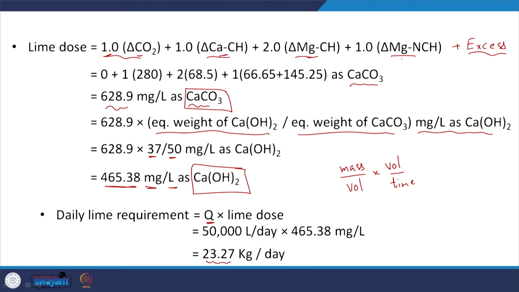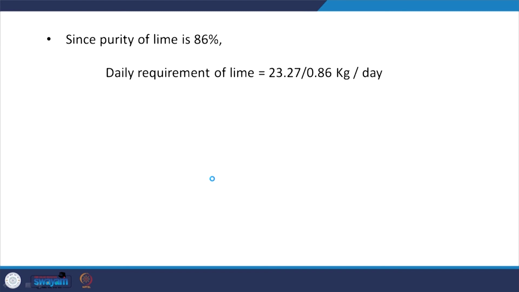But one thing to note, our source of lime is not pure, I have to account for that. So it is 86% pure, so if I divide this by 0.86, this is the value that I will need. So I need 27 kgs per day of lime and not the 23 that I calculated earlier. Why? It's only 86% pure. So that's why I'm dividing it by 0.86.